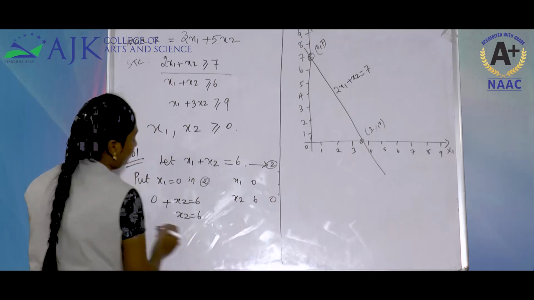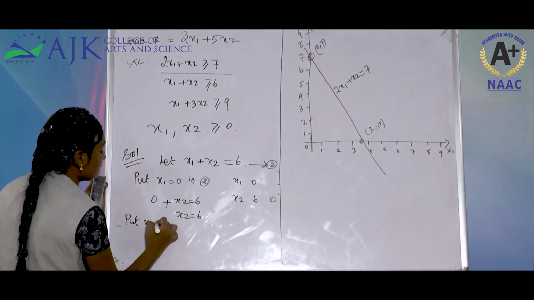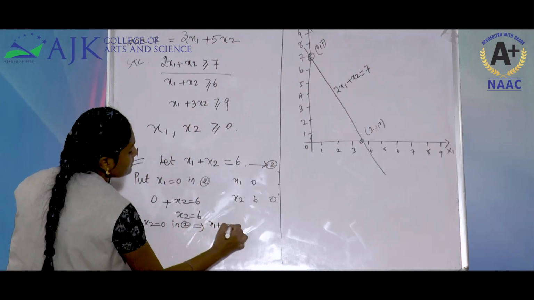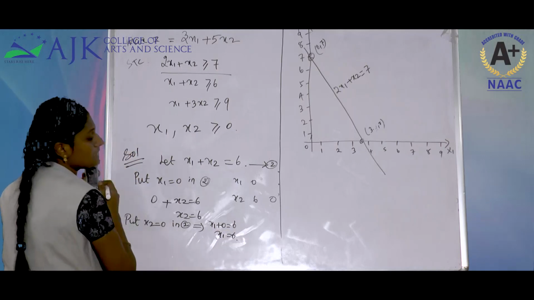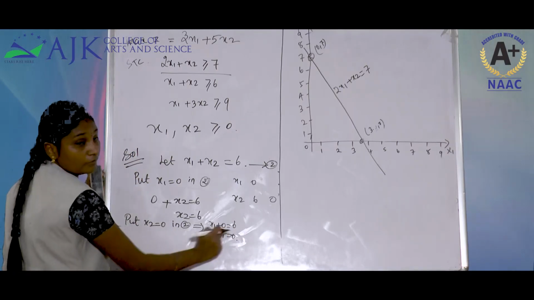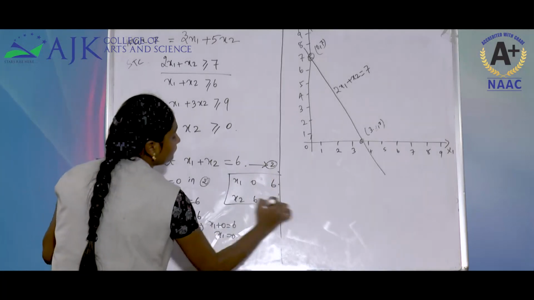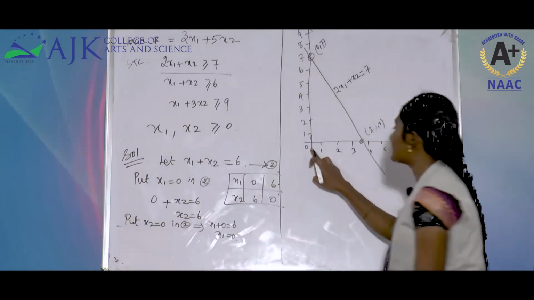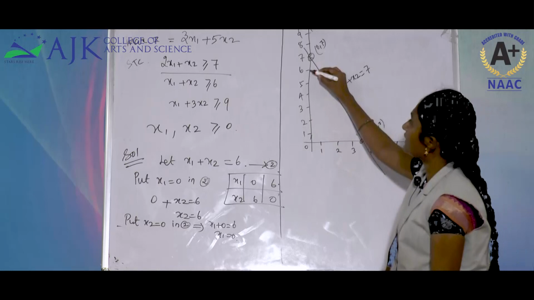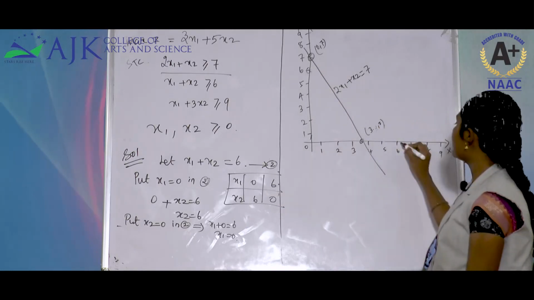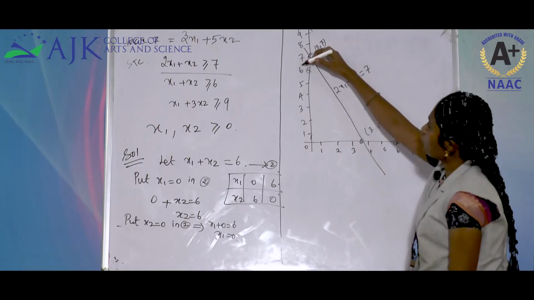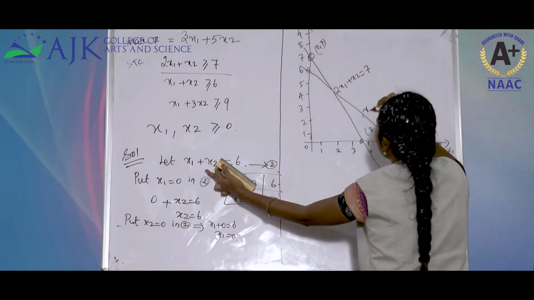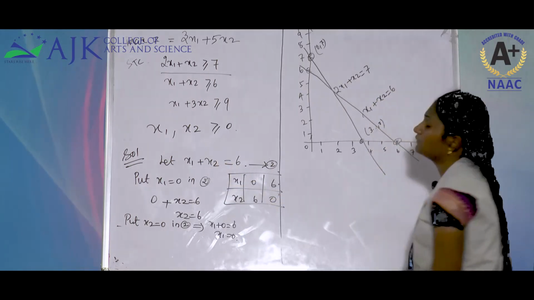Next put x2 is 0 in equation 2. It becomes x1 plus 0 is equal to 6. So x1 is equal to 6. Now plot the graph for these points. In the x1 axis 0, x2 axis 6. In the x1 axis 6, x2 axis 0. Join these points and write the line. What is your line? x1 plus x2 is equal to 6.